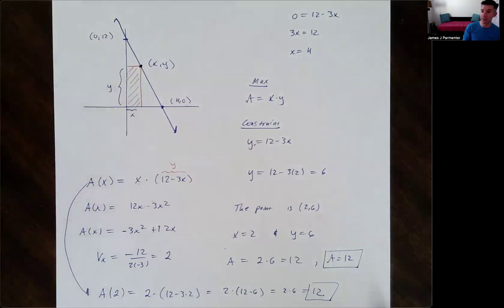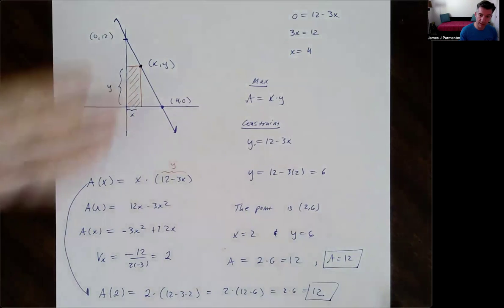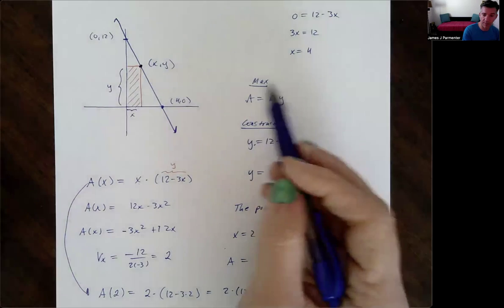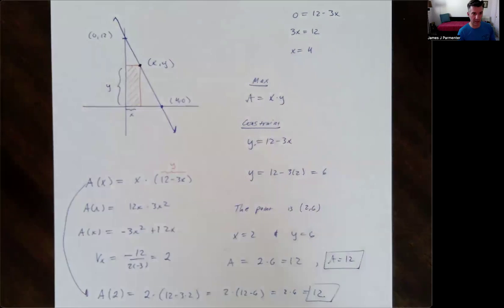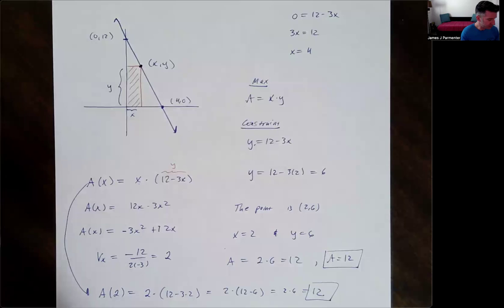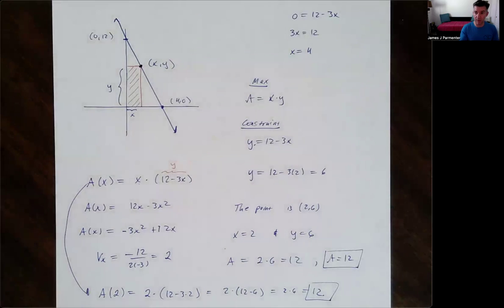All right, so those are just a few examples of optimization problems where you have to use a constraint and a thing you're trying to maximize or minimize. I know we didn't do any minimization examples, sorry about that. But they're really the same idea. Just your parabola opens upwards instead of opening downwards.